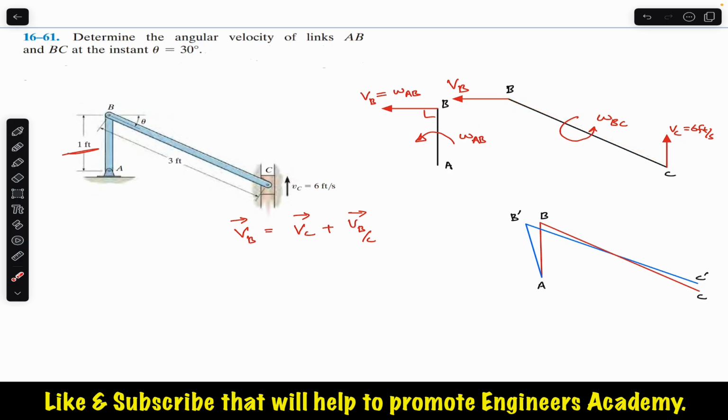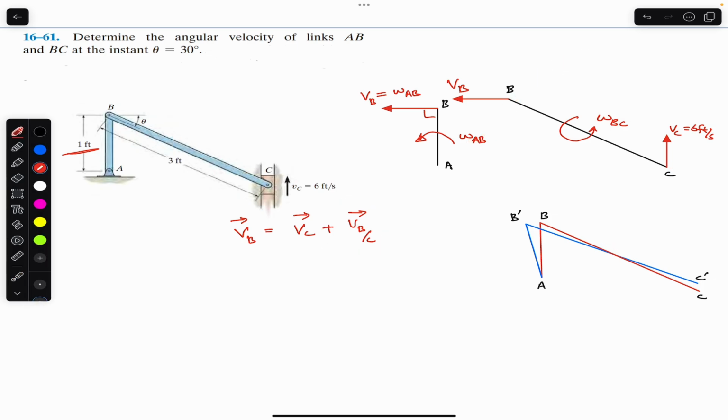Since this velocity is due to this omega BC, we consider that this point B is rotating about point C in a circular path. Then if point B is rotating in a circular path relative to point C, this velocity will be tangent to that circular path. So now let me show that velocity of B relative to C here. This velocity of B relative to C is going to be perpendicular to that link BC. So this is the velocity of B relative to C.